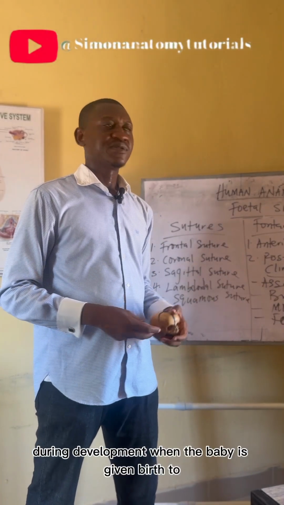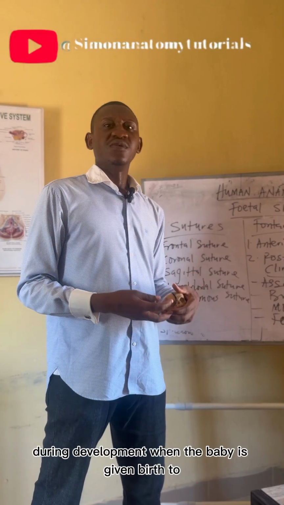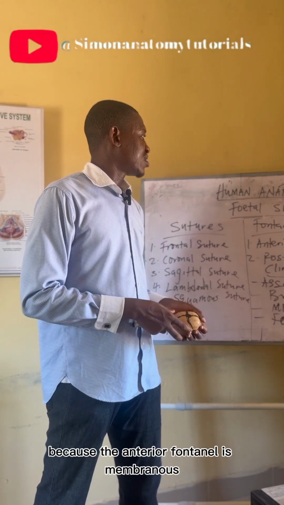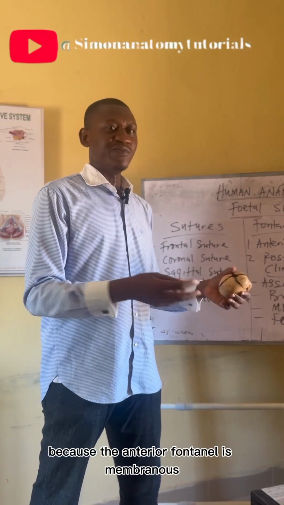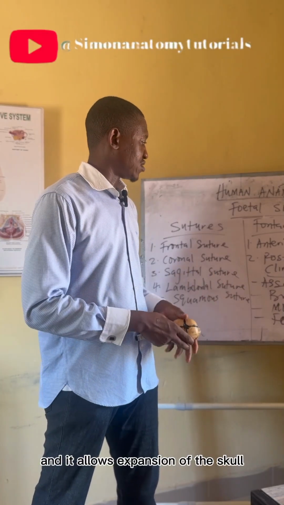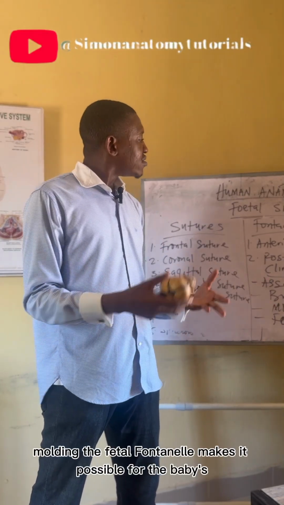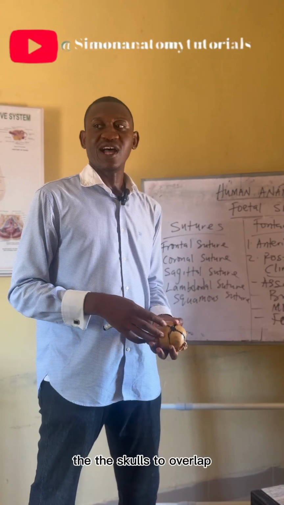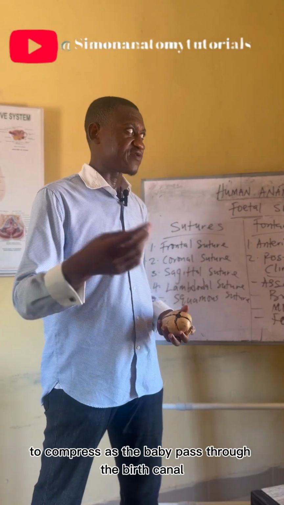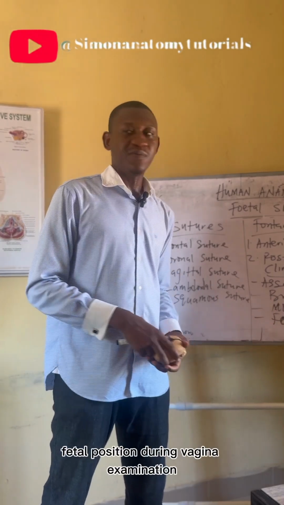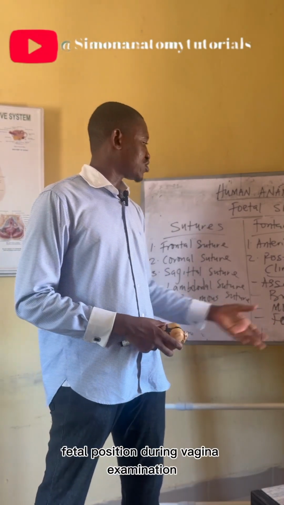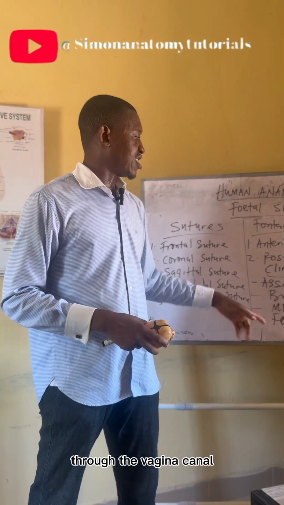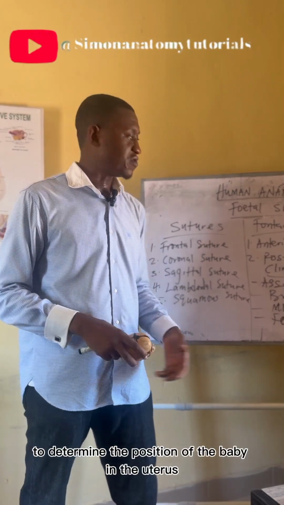Brain development. When the baby is given birth to, the brain is able to grow in size because the anterior fontanelle is membranous and it allows expansion of the skull. Molding. The anterior fontanelle makes it possible for the baby's skull bones to overlap, to compress as the baby passes through the birth canal. Fetal position. During vaginal examination, the midwife can pass her hand through the vaginal canal to determine the position of the baby in the uterus.